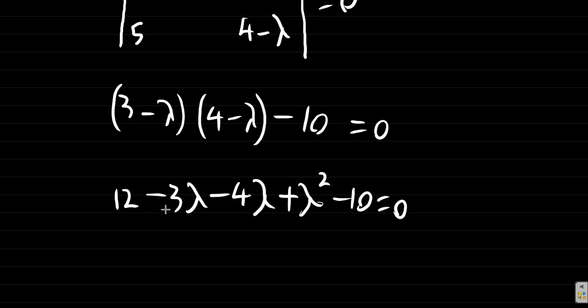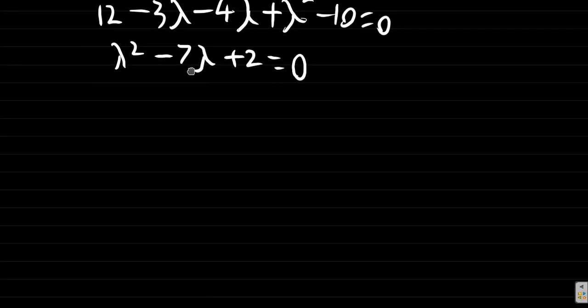Alright. So lambda squared, minus 3 lambda minus 4 lambda, that's minus 7 lambda. 12 minus 10 is what? 2. Plus 2 equals 0. So we can now find lambda. Now, how are we going to do that? Can this be factorized? So it's a quadratic equation in lambda, right?